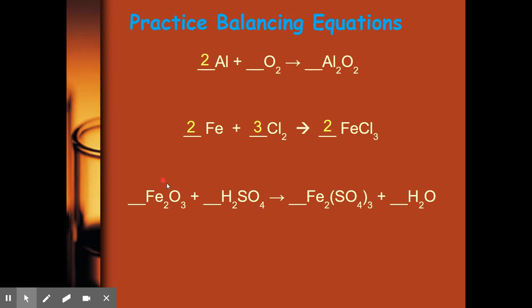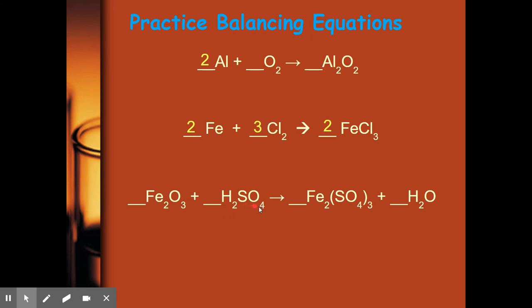Okay, what I recommend is leaving oxygen and hydrogens to the last, because it usually makes life easier. Not always, but usually. So start with your non-hydrogens and non-oxygens. So iron, you've got 2 here. Iron, you've got 2 here. So currently the irons are balanced. We're good. All right, sulfurs.